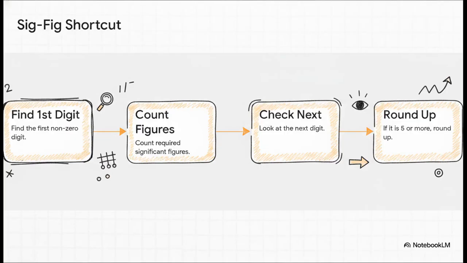To do that, I want to give you our absolute blueprint for success. I like to call this the significant figure shortcut. It's just a foolproof four-step process. Step 1, find the very first non-zero digit. Step 2, count out your required number of figures. Step 3, look closely at the very next digit. And step 4, if that next digit is 5 or more, you round up. That's literally the whole shebang. Let's actually apply this to our number and watch it build a straight path right to the correct answer.